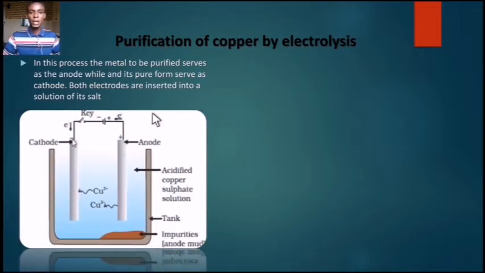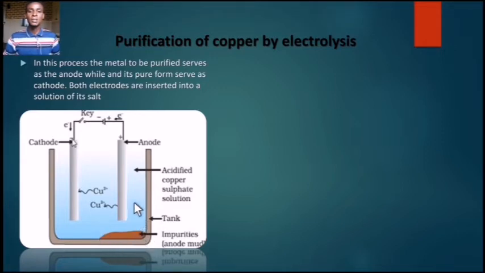So we have a copper anode and a copper cathode, in acidified copper sulfate. Acidified means they just want to increase conductivity, but the main electrolyte here is copper sulfate. This is the tank, and this is the impurities. So this is the impure copper, whereas this is the pure copper cathode. As indicated here, the pure form serves as the cathode. Copper leaves the anode and is deposited at the cathode. After a while, the anode depletes, leaving the impurities to fall to the bottom of the container.